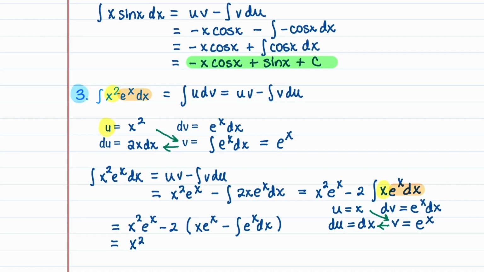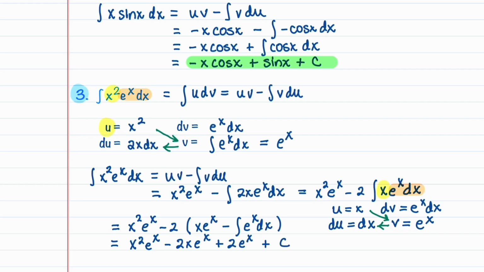This gives us x squared e to the x. I'm going to go ahead and carry through the 2 at the same time. Minus 2x e to the x. Minus 2 times minus 1 is plus 2. And then our integral is e to the x. And we add on our constant.